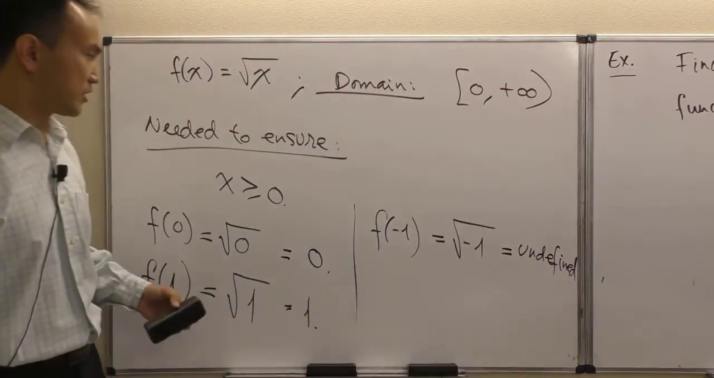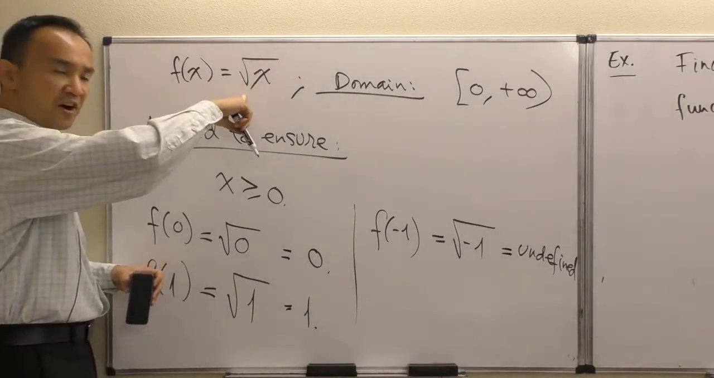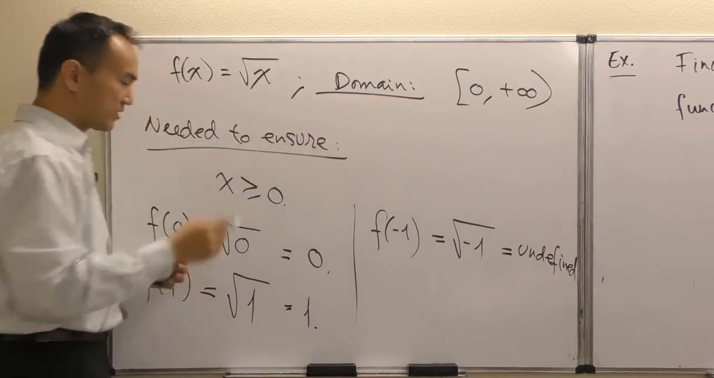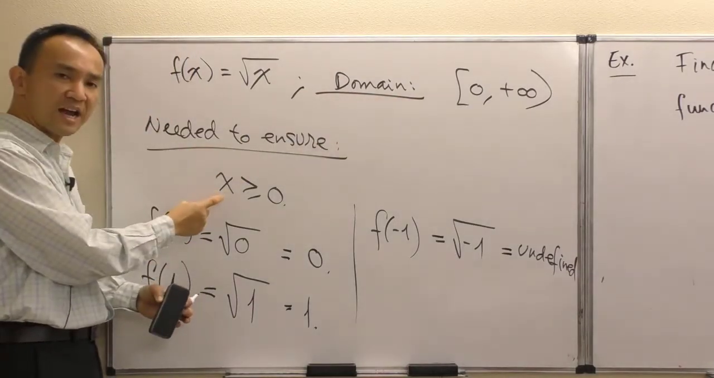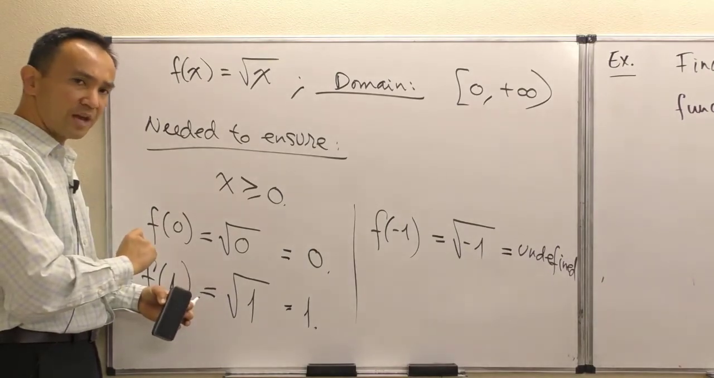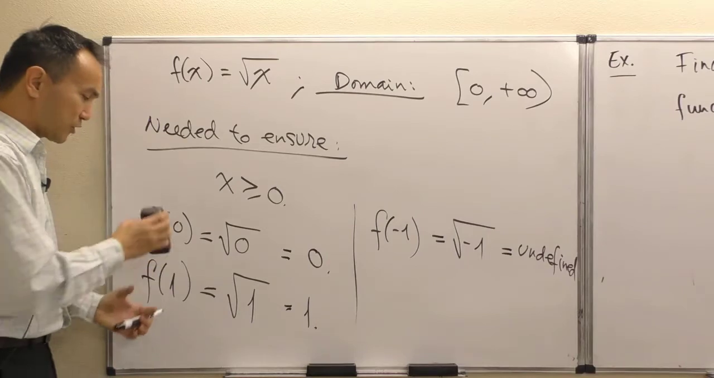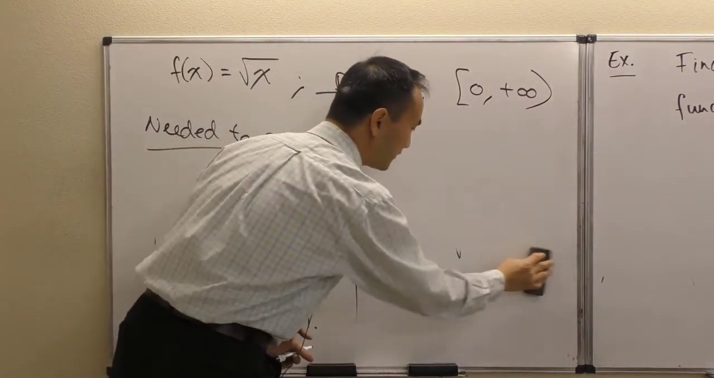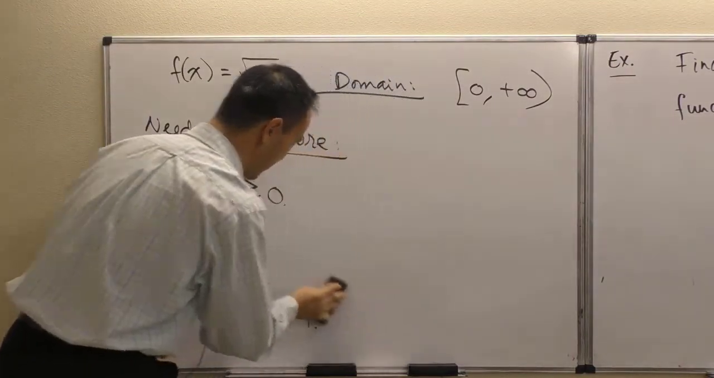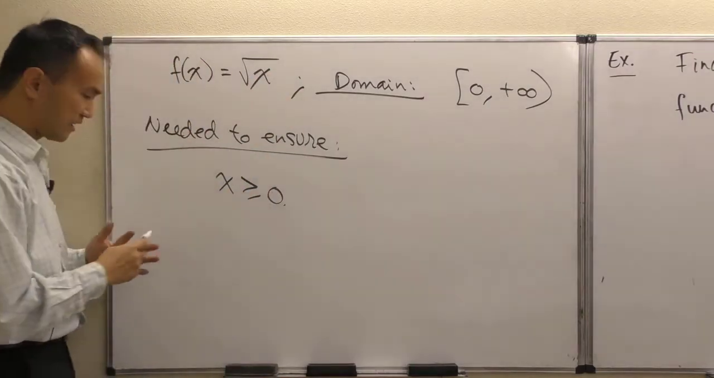And so that's the reason, for this particular square root function, we came to that domain: we needed to ensure x is greater than or equal to 0. The input is greater than or equal to 0. All right, but now as a further impact drawn out from this particular function, here's the idea.